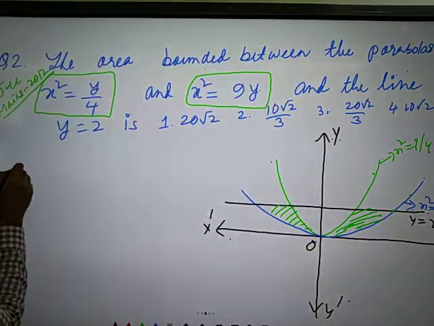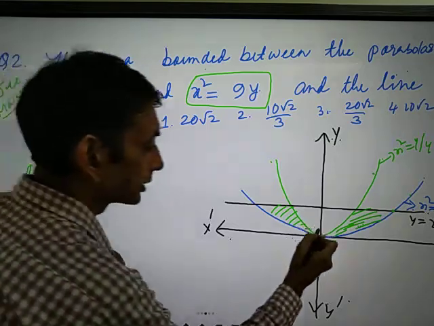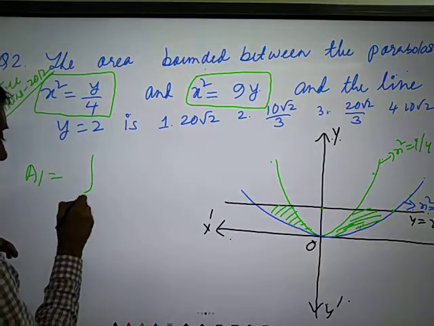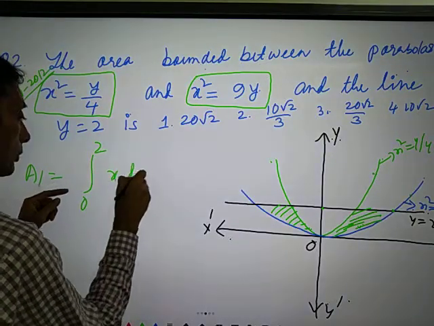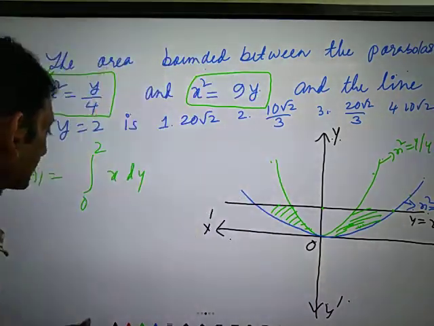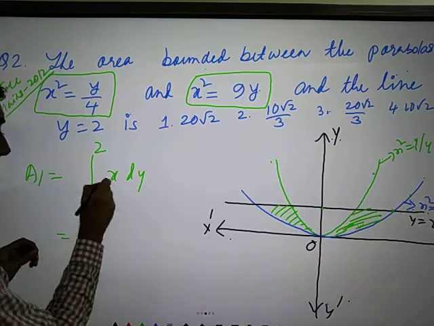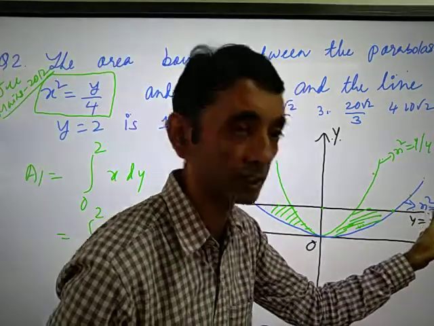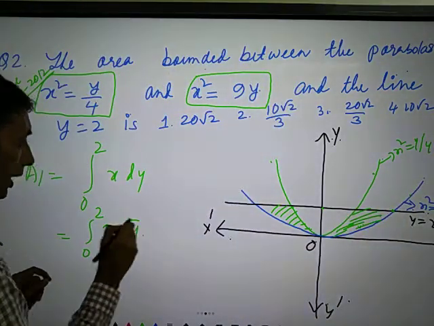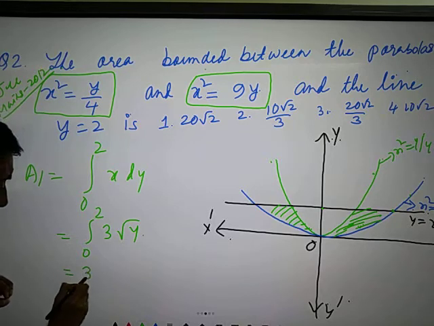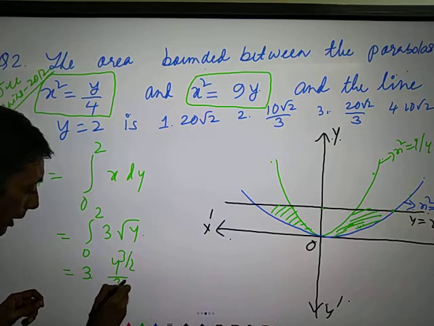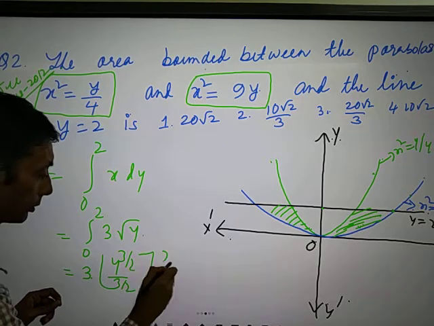So therefore we can directly find A1 as the integral from 0 to 2, since the y-coordinate of this point is 2, of x dy. We know this formula when you integrate along the y-axis, x dy. So correctly substitute the value of x. We'll substitute x from this parabola, that is x is equal to 3 root y. So we'll integrate 3 root y, that is y to the power 3 by 2 by 3 by 2. Then we'll put the limits, that is 0 to 2.